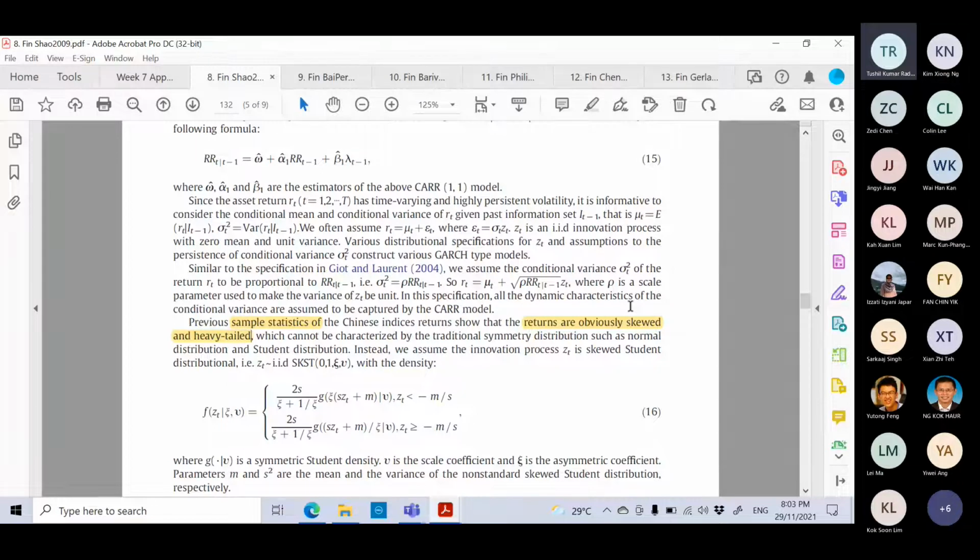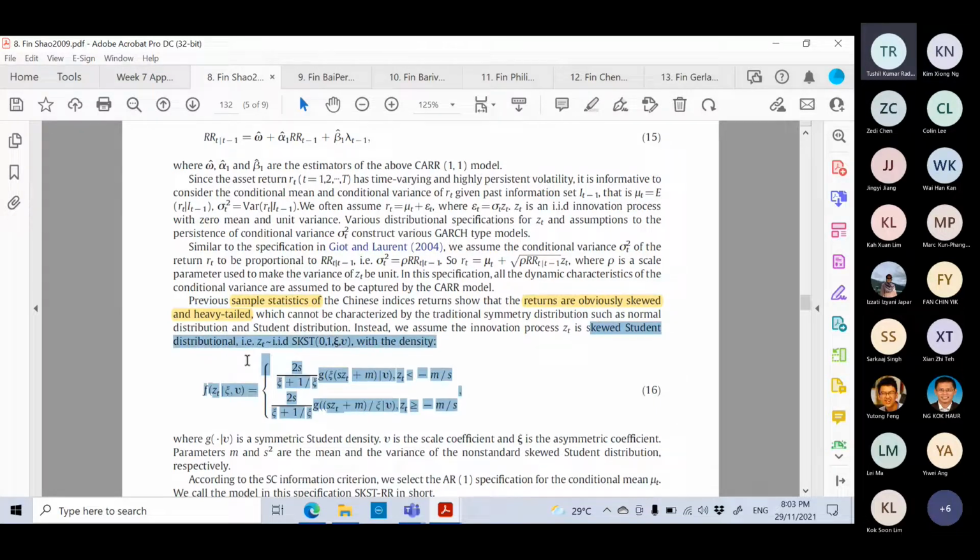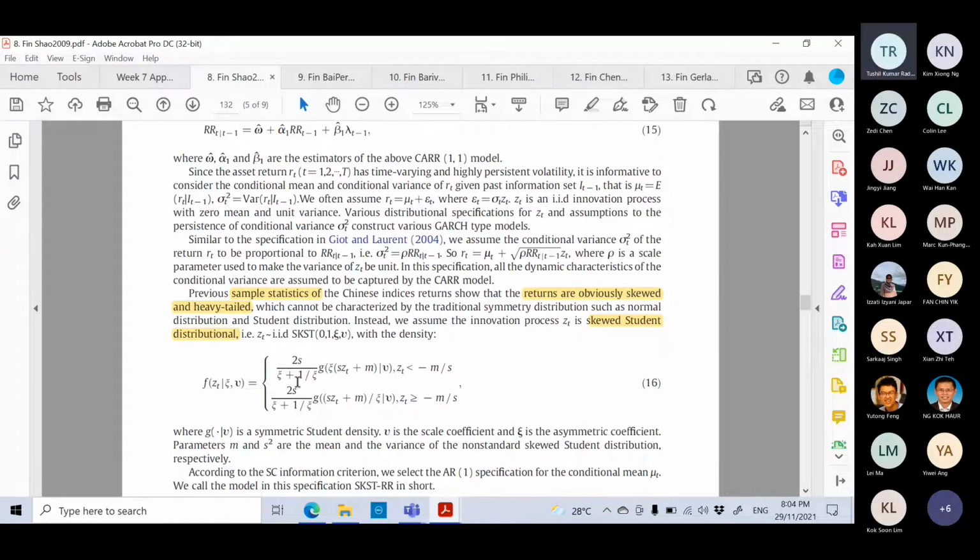Therefore, the authors suggest using the skewed student T distribution, the skewed version of the student T distribution, where the PDF function is given by the following. If you know the distribution, that alone is not enough, because you need to incorporate this distribution in your model. You need to derive the equation for your model. You are not just using the distribution; you need to put it into the model.